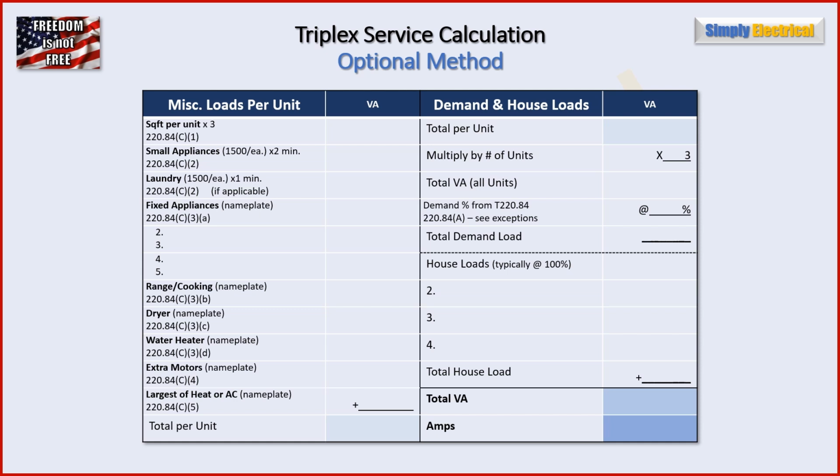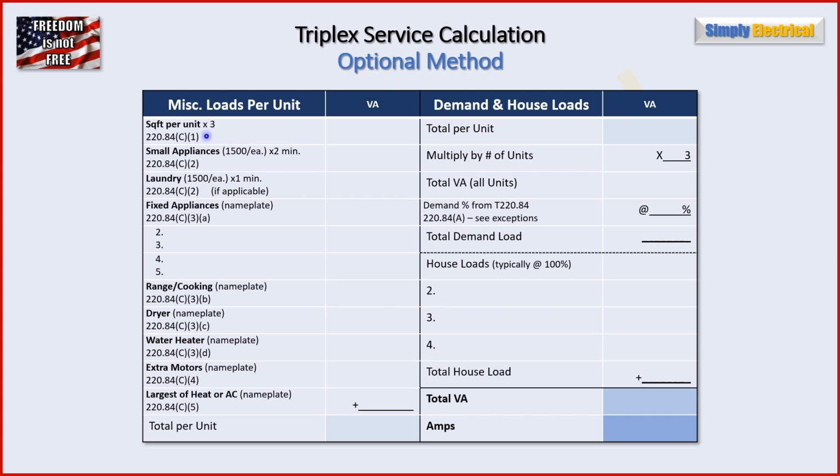Okay, so here is the table. You're going to see it's in two different columns, a left side and a right side. On the left side, these are going to be your per unit loads, so you're going to figure up all your loads for each individual unit. Then on the right side, you're going to combine everything and take the whole building. You're going to figure out the full building load and the demand, and then you're going to add the house loads and so forth. So let's just run through this really quick. I'll explain it very fast, and then we'll go through some examples.